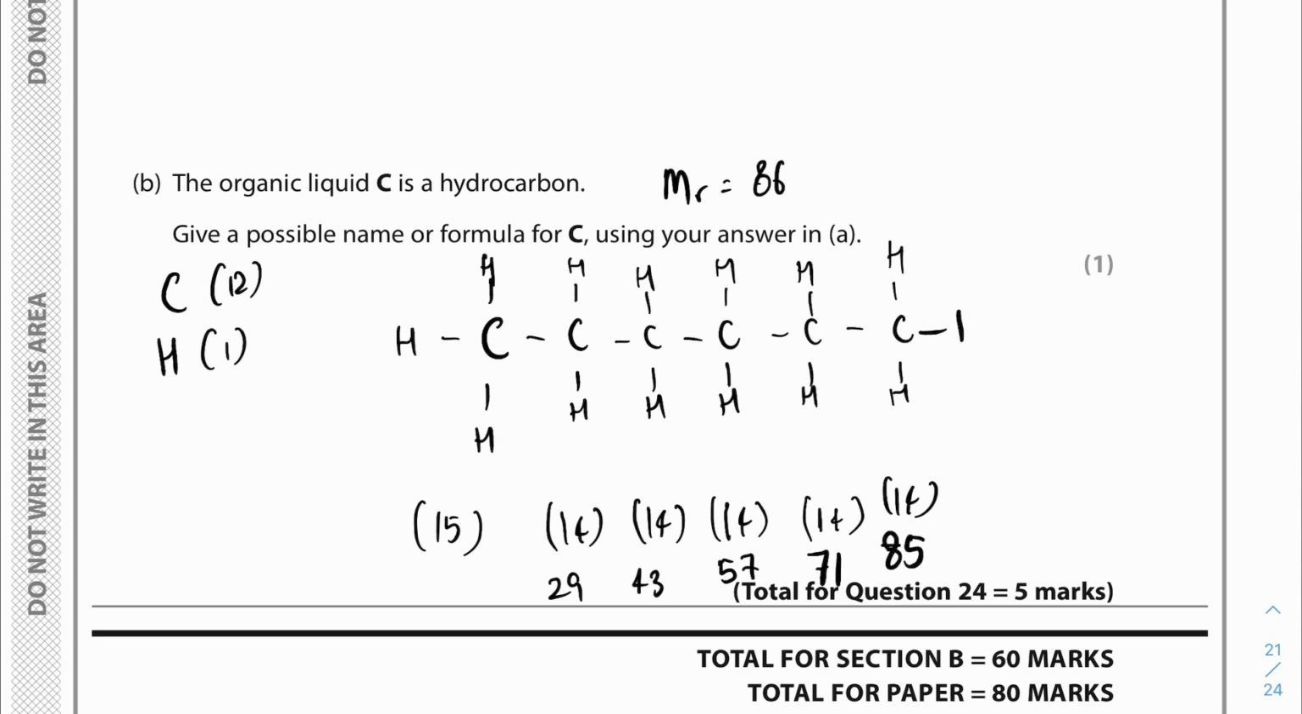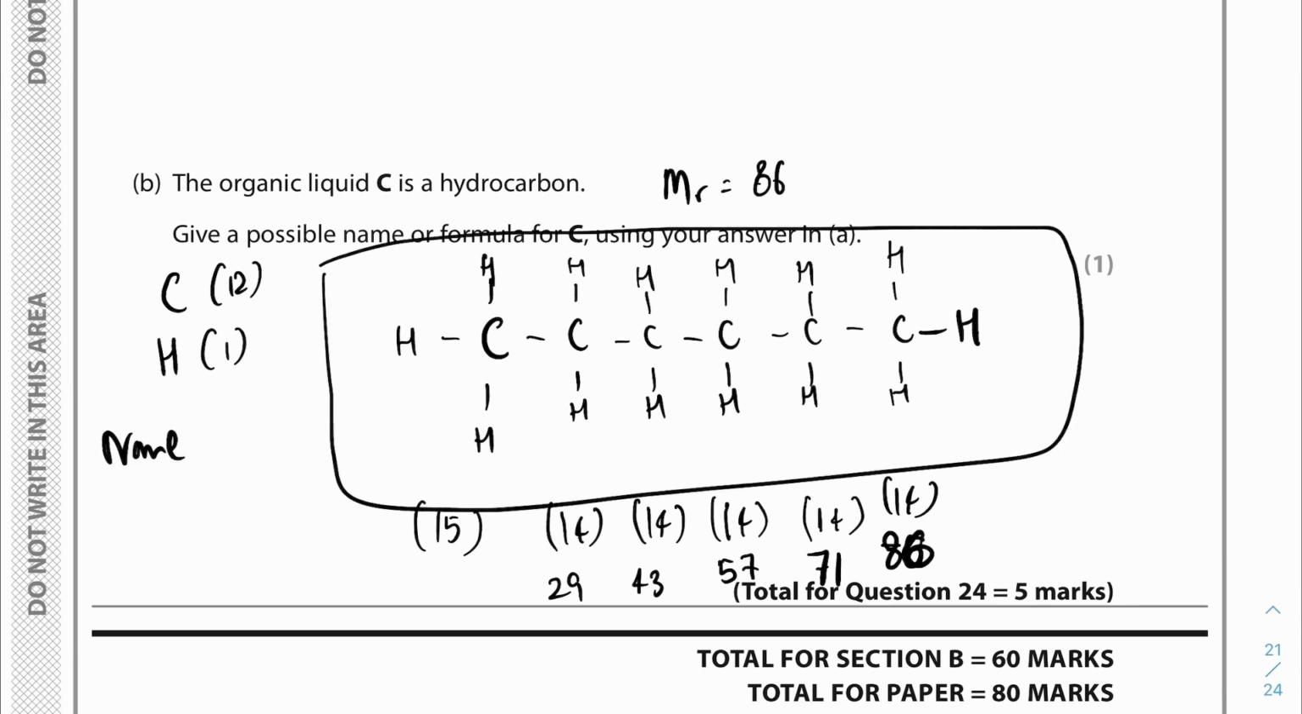Okay, so what if we add another hydrogen here? That will give us 86. So we have done the formula anyways, it's hexane, because we can see how many carbons: 1, 2, 3, 4, 5, 6, it's a long chain. So it's hexane. So the answer is hexane.